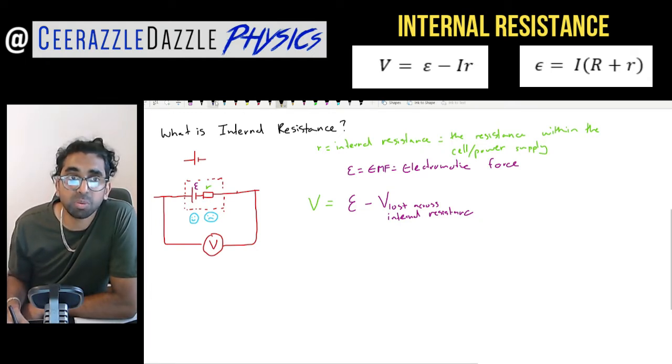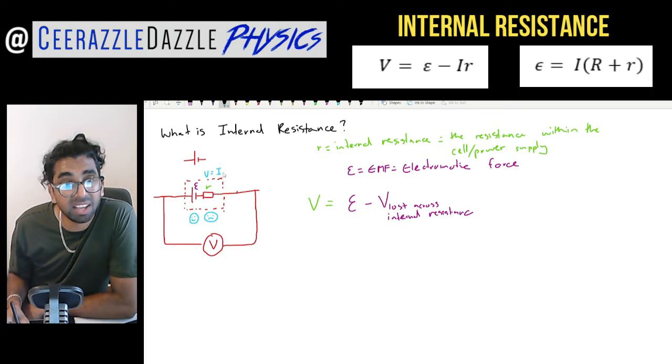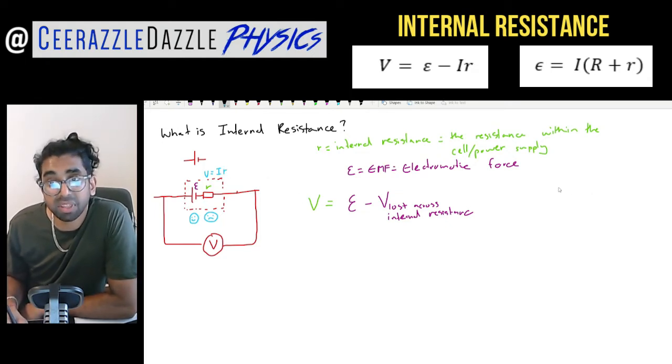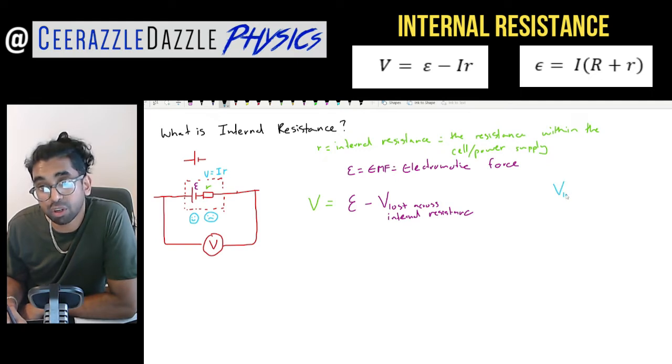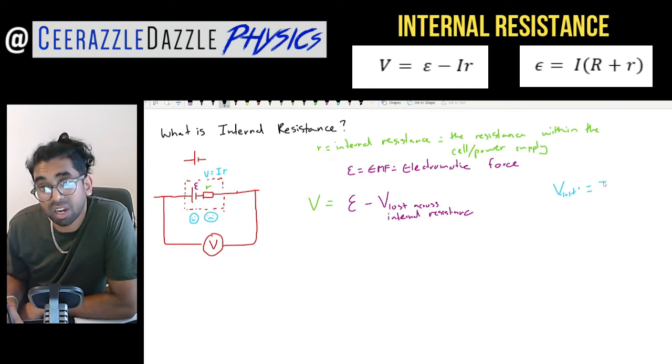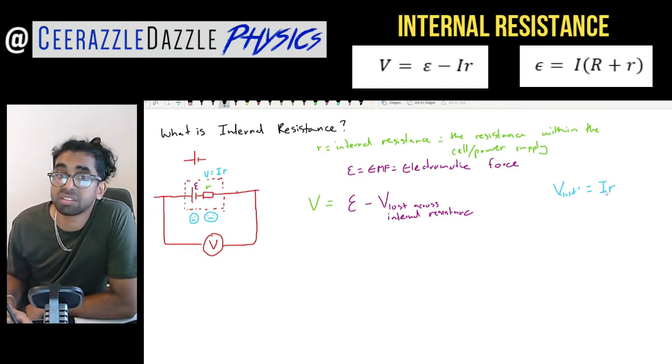Well, the voltage, guys, we can use simply V is equal to IR. So we know that the voltage drop across there will be equal to I times little r. Hopefully you remember that from Ohm's law. So we can put that down here, the voltage 'lost', in inverted commas, because you can't really lose voltage, it's just transferred elsewhere, is equal to the current times the internal resistance over here.